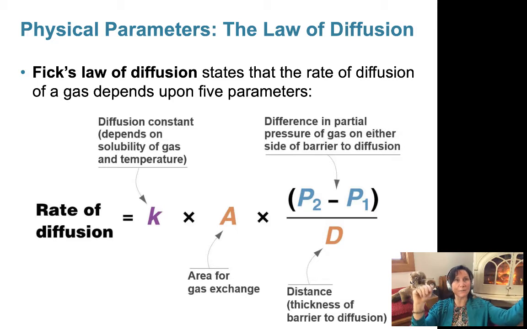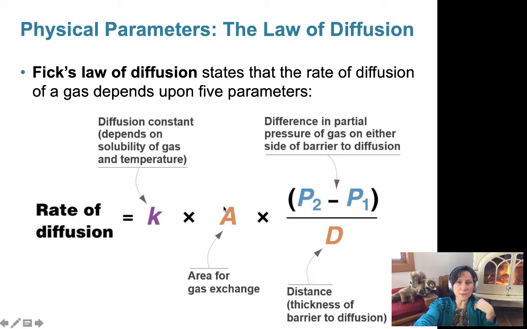Remember, partial pressure, so gases are naturally going to diffuse across from areas of higher pressure to lower pressure. If you increase the pressure on the inside of the body, that's going to slow the rate of gases going into the body. Similarly, if you increase D, the thickness of the barrier, that's also going to slow down the rate of diffusion into that body from the outside environment.